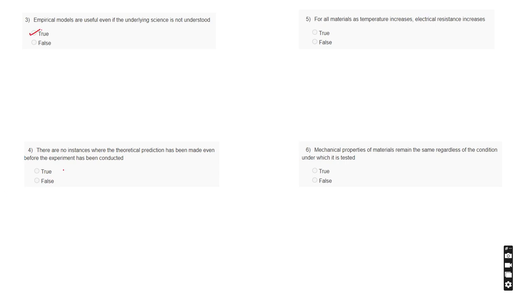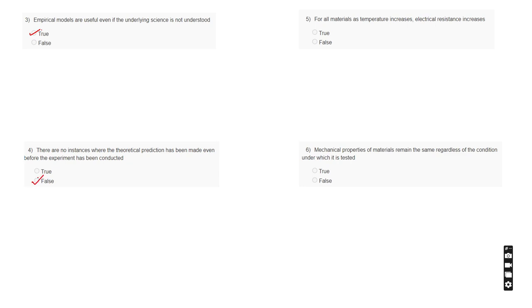And another one: there are no instances where a theoretical prediction has been made even before the experiment has been conducted. So what is the answer for that? That is false. So now the fifth statement.